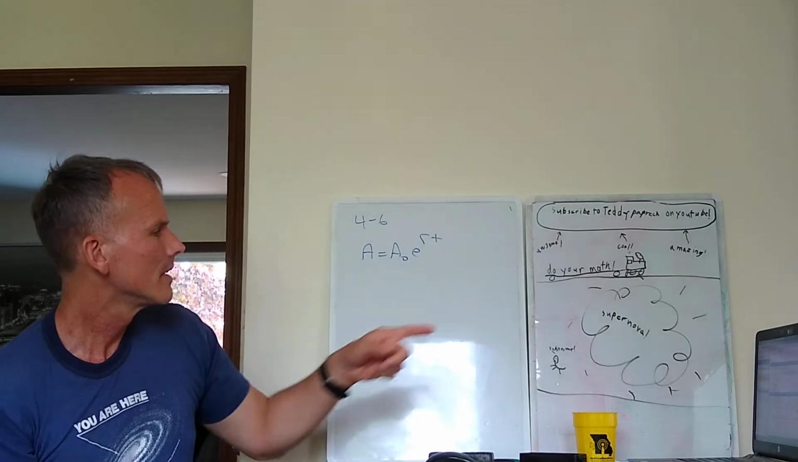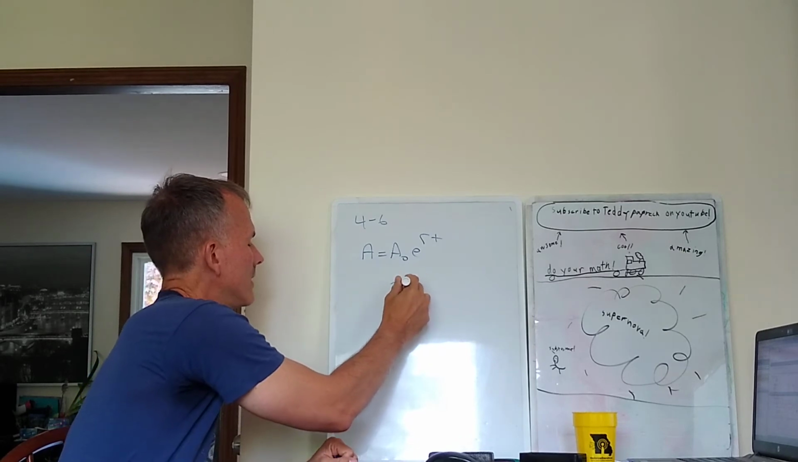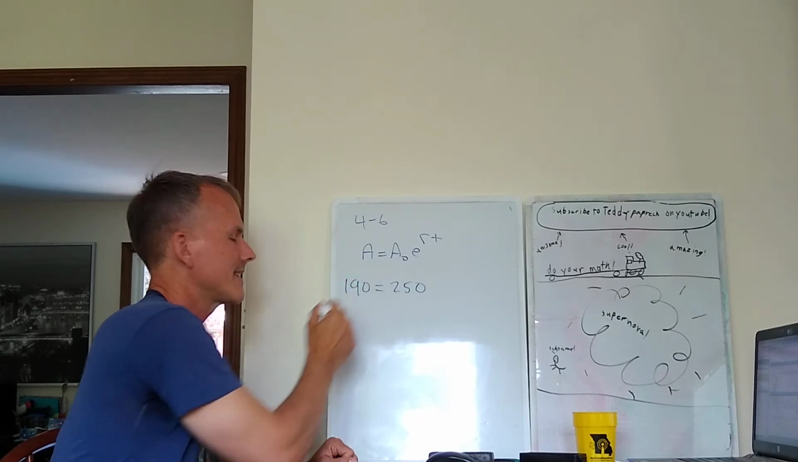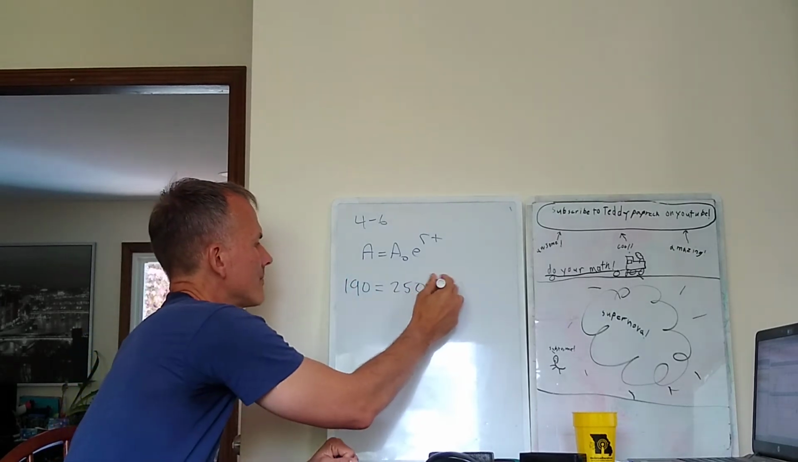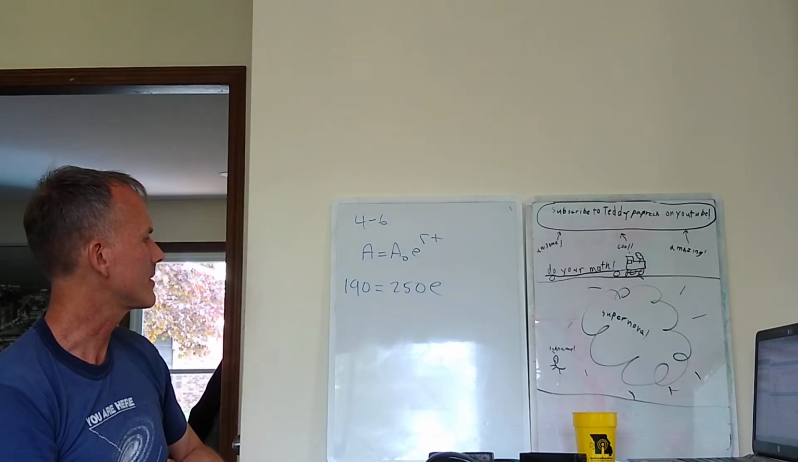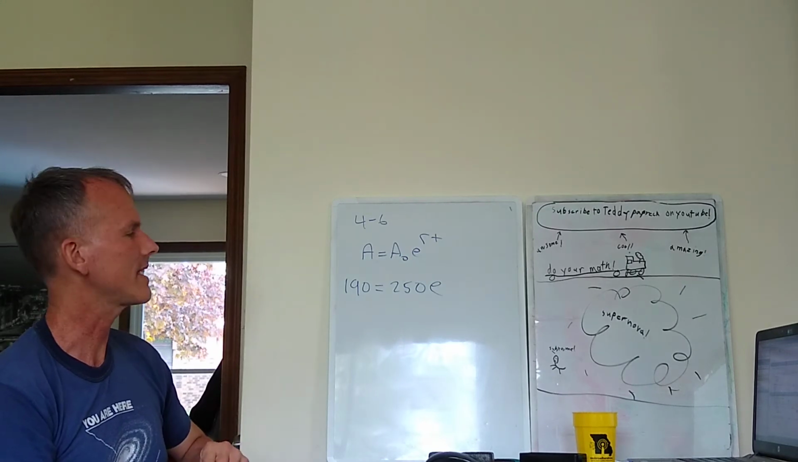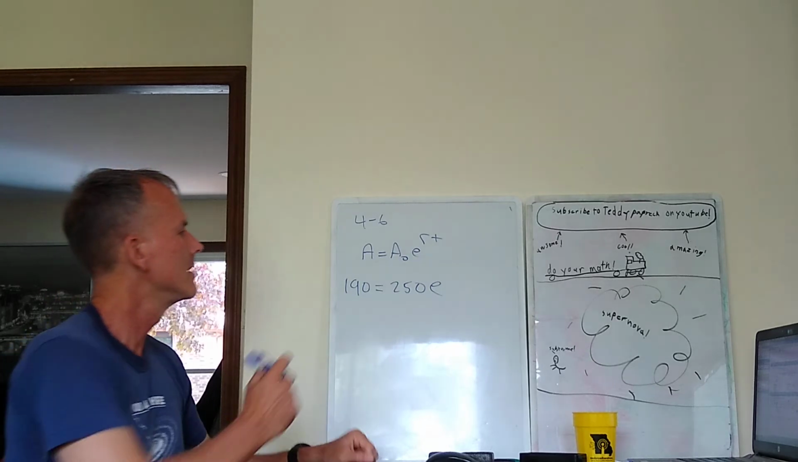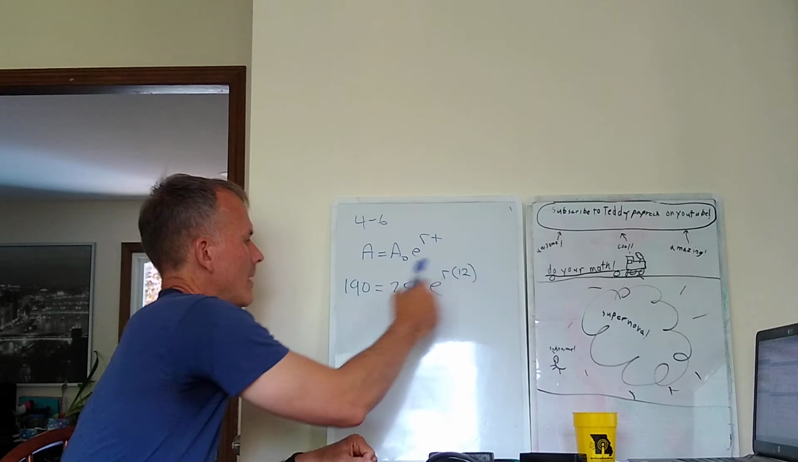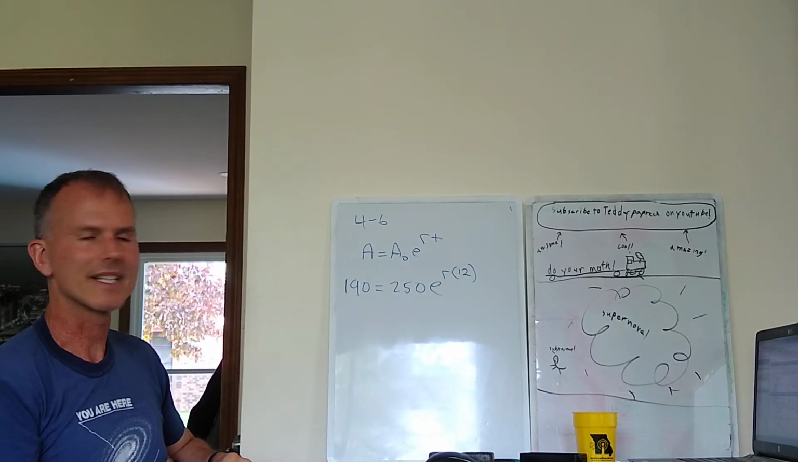It says 250 milligrams is how much we start with, so I'll put that in as the initial amount. Now it says it decays to 190 milligrams in 12 hours. Well, that's great. What we need to do is use that to find the half-life. We'll eventually get to the half-life, but I need to know the growth rate first. So I'm going to put my growth rate as a variable, and it takes 12 hours to go from 250 milligrams down to 190 milligrams.